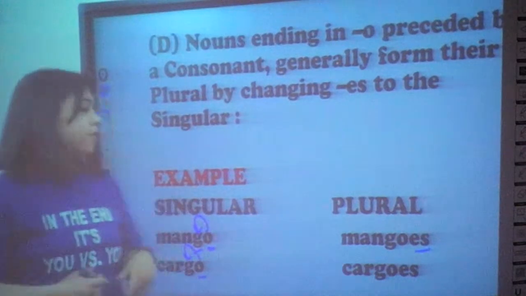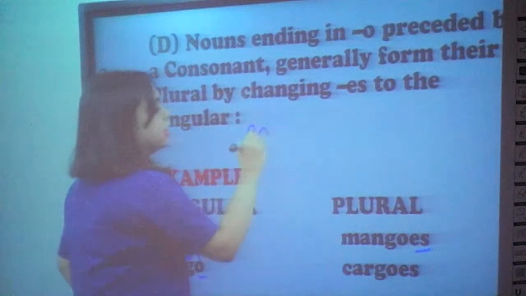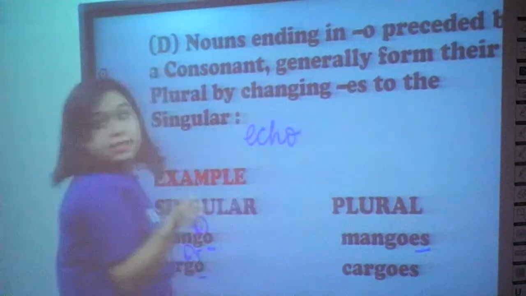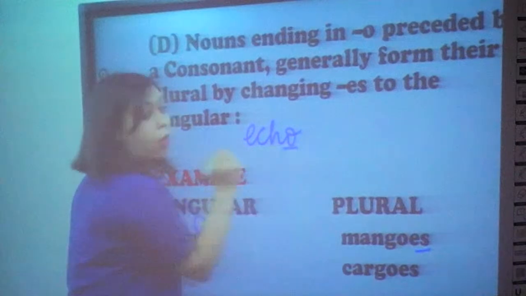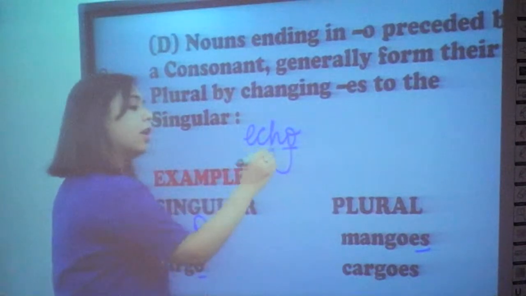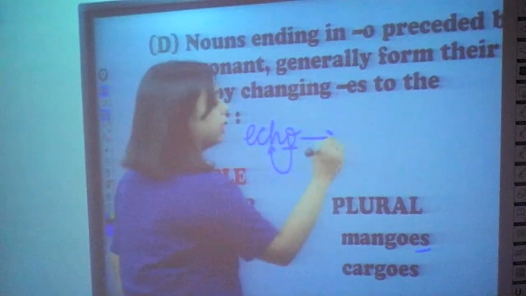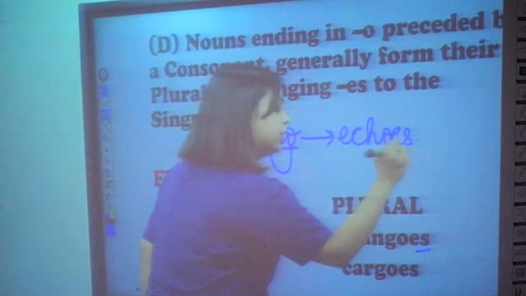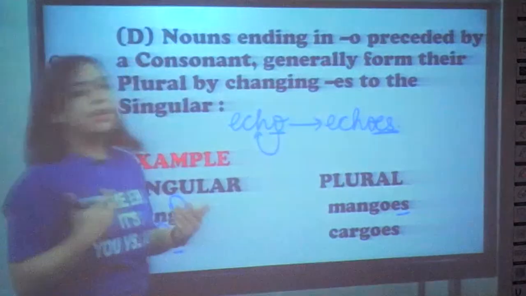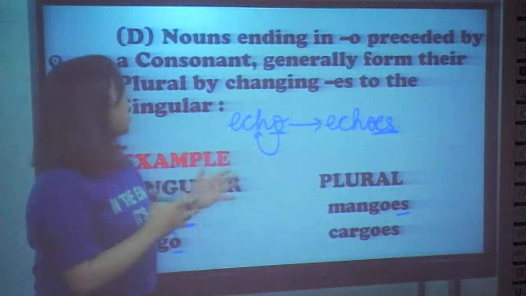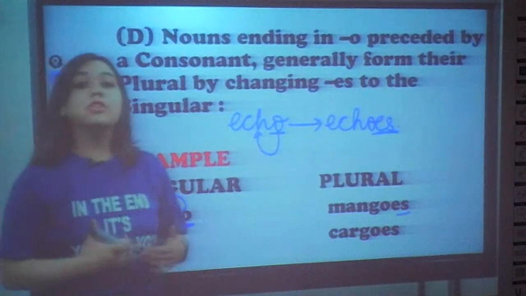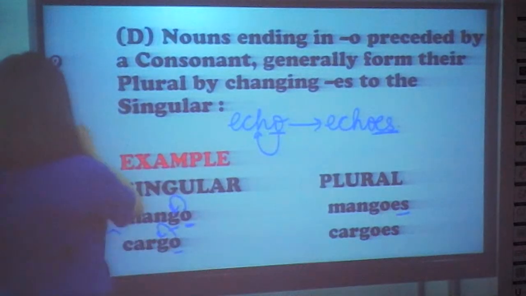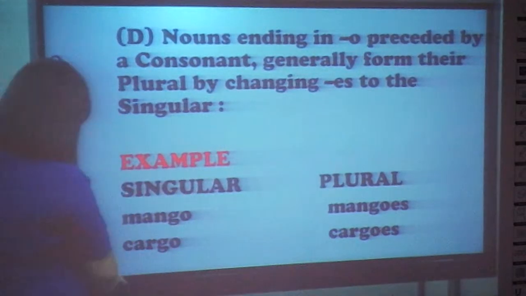Okay, let me give you another example. Let's say echo. You can see it also ends with the letter o and it is preceded again by a consonant. How are we going to make it? It will be echoes. Simply you have added es to it. So this is how you can form plurals out of the singular nouns. Okay, I hope it's clear and we'll move forward.